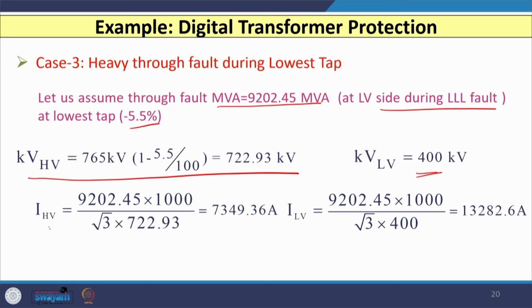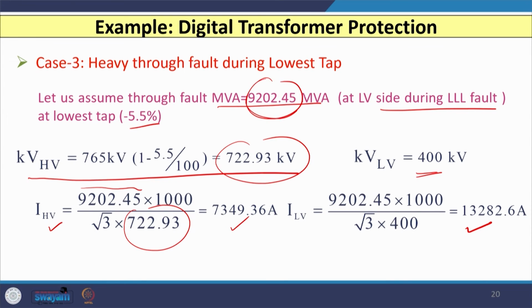So, with this let us calculate the current on the HV side with this MVA value, that is 9202, and with this voltage, because my tap is on the lowest side. So, you will have the current on the HV side of 7349.36 ampere, and similarly on the LV side you have this current with this MVA value.